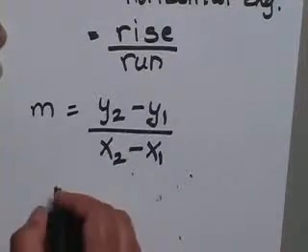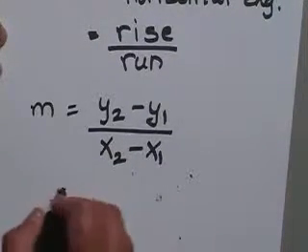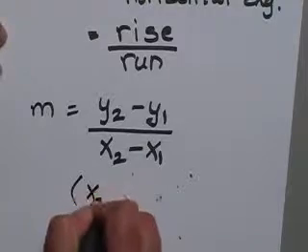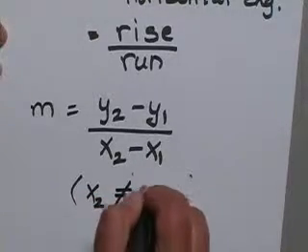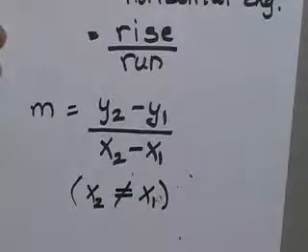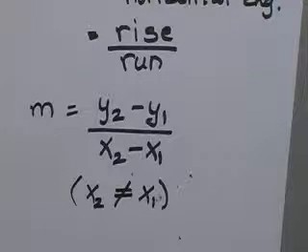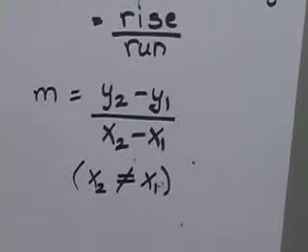Now, one of the things you want to keep in mind when you're working with slope is to remember that the two x values must not equal each other, because if the two values are equal, you will end up with a 0 in your denominator, and of course we cannot divide by 0. So you want to try and avoid those situations.